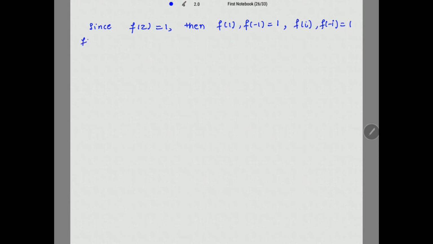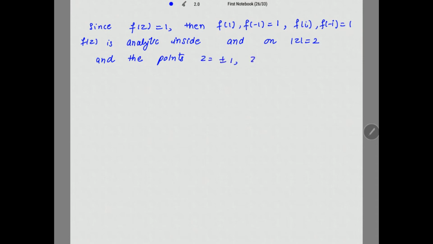So f of z is analytic inside and on mod z is equal to 2, and the points z equal to plus minus 1 and z equal to plus minus iota lie inside mod z is equal to 2.